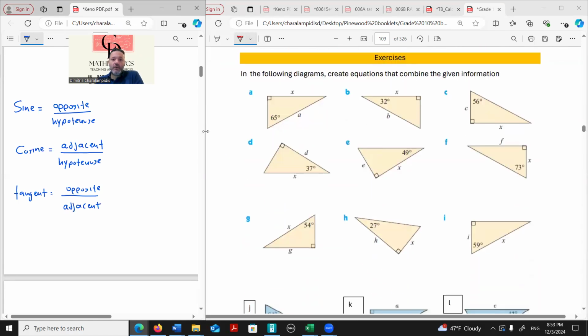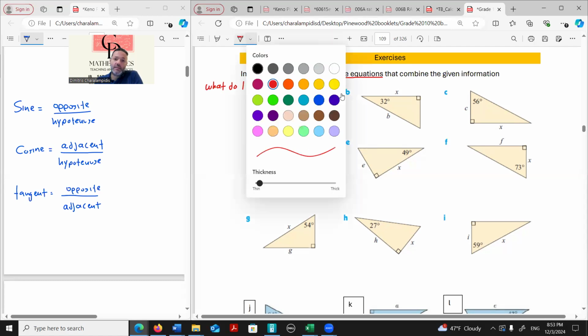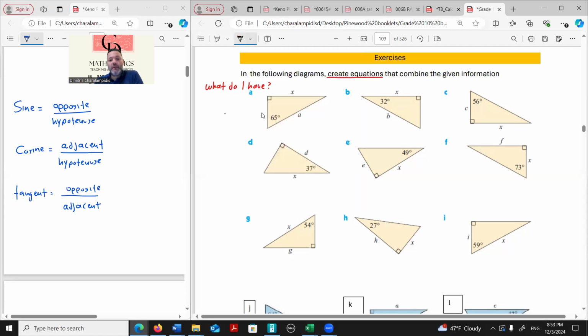In the following diagrams, create equations. So that's all that is asked from us, to create equations that combine the given information. Let's go with A. Let's see what I have. First of all, what I see is that I have the angle.